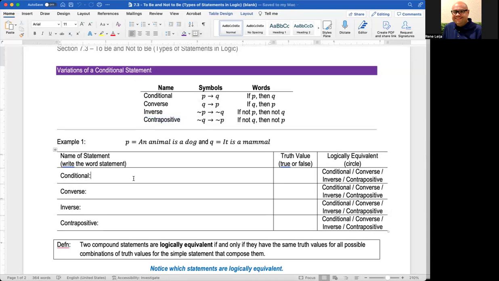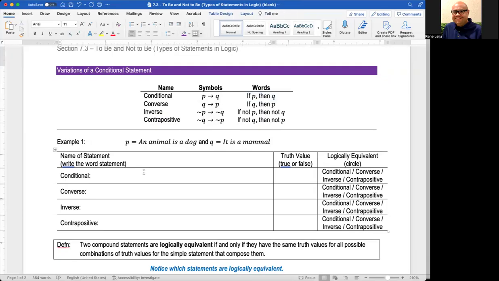Okay, so let's look at example one. We say P is an animal is a dog. Q, it is a mammal. So we're going to write the word statement for this. So the conditional, if P, then Q.